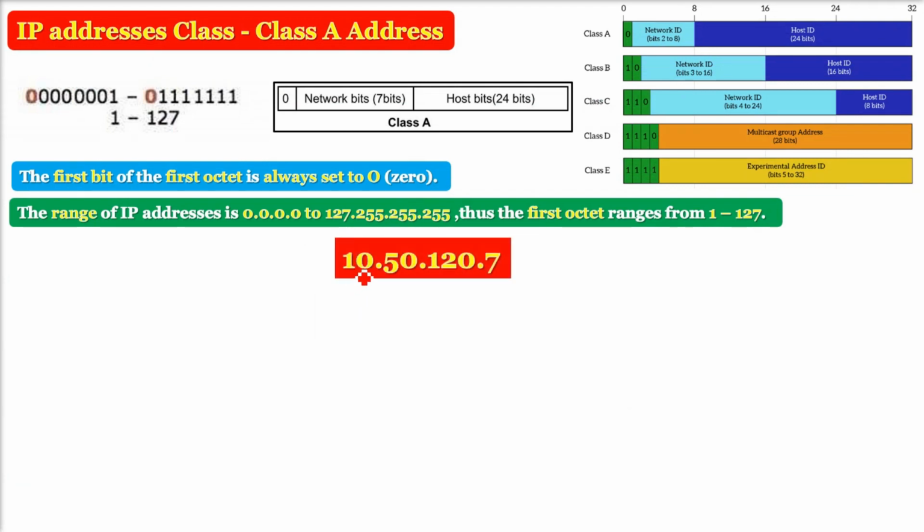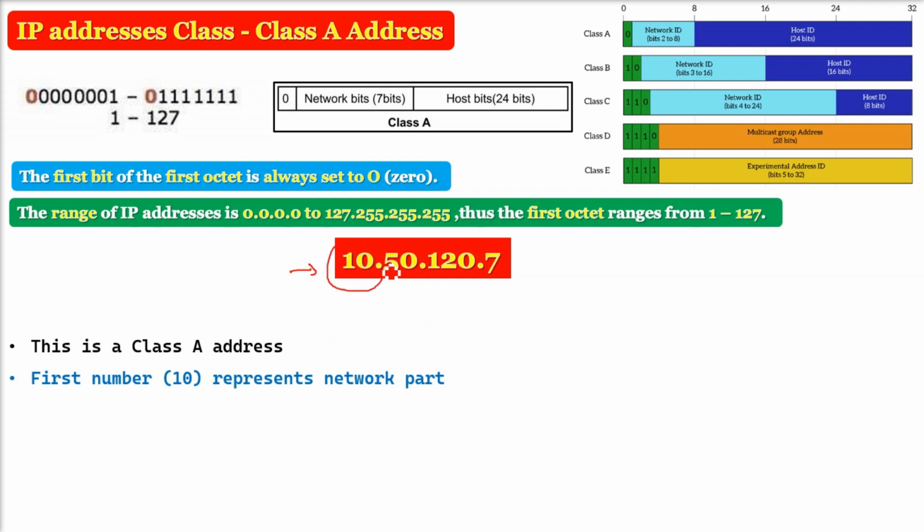An example for class A address can be, let us have 10.50.120.7. Now, how will you say that this is a class A address? Why is it class A address? The answer is, we have to see the first octet. The first octet should be from 1 to 127. Actually, not 127, it should be 1 to 126. 127 is used for the loopback.